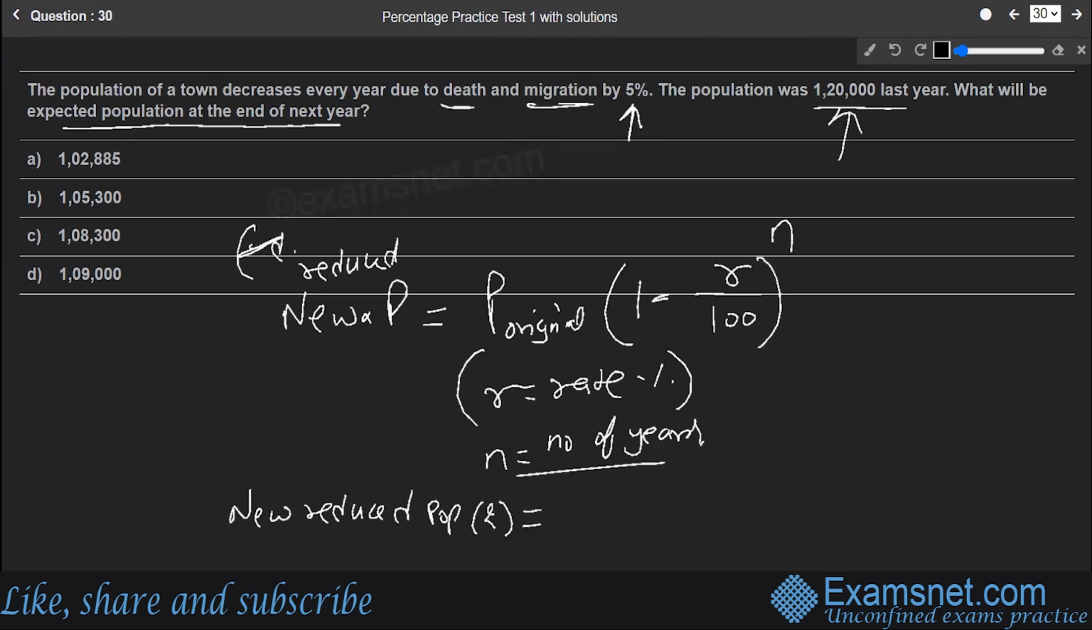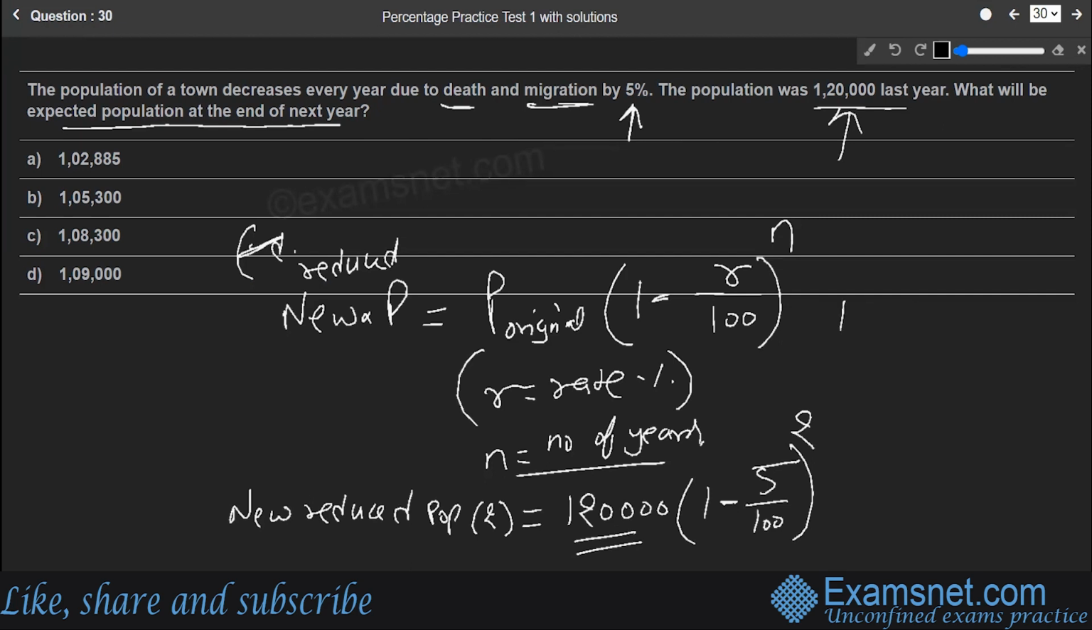That is the formula we can make. P original. What was the P original? 1 year back, 1,20,000. And 1 minus rate. How much is the rate? Rate value is 5 divided by 100, to the power n. For how many years does this have to be calculated? Has to be of 2 years. So clearly we need to solve this particular mathematical expression to get our answer.